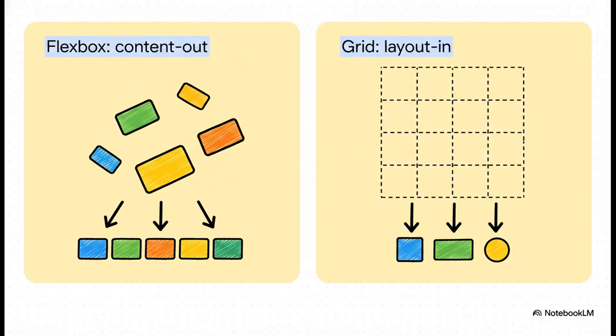And this slide just nails the difference. Flexbox is one-dimensional and content out, meaning the size of your content kind of dictates the layout. Grid, on the other hand, is two-dimensional and layout in. You define the grid structure first, and then you pour your content into it. Honestly, the best layouts almost always use both. Grid for the big page structure and Flexbox for all the little components inside that structure.